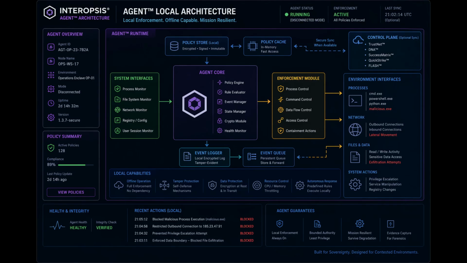This diagram shows the local architecture of agent. The agent sits inside the environment, interfacing directly with process behavior, data movement, and event logging. It can optionally synchronize with the broader control plane, but it does not require that synchronization in order to remain meaningful. The architectural purpose of agent is to preserve bounded execution even when upstream assumptions degrade.